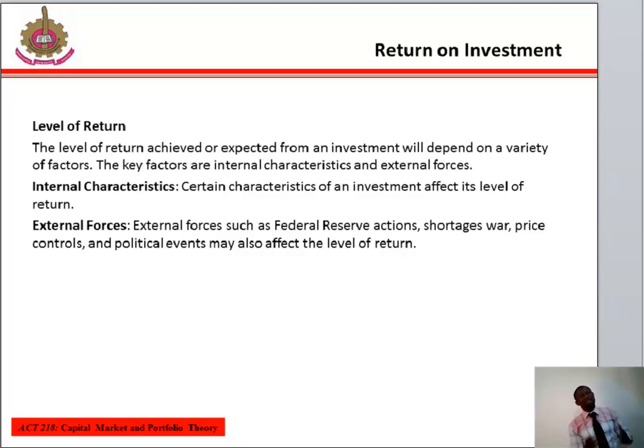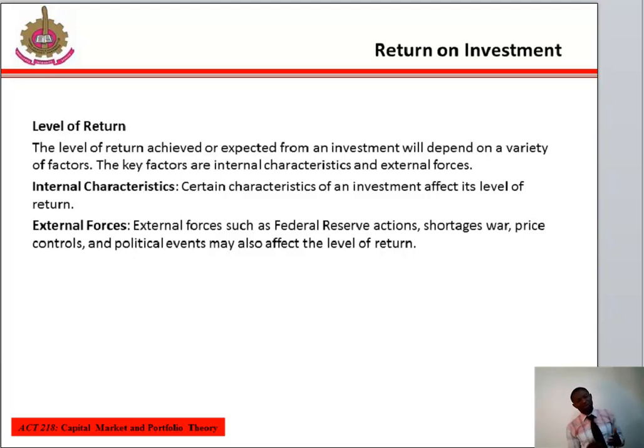External forces. External characteristics such as Federal Reserve actions, shortages, wars, price controls, and political events may also affect the level of return. None of this is under the control of the issuer of the investment instrument. Because investment instruments are affected differently by these factors, it is not unusual to find two instruments with similar internal characteristics offering significantly different returns as a result of the same external force. The expected return from one instrument may increase whereas that of another decreases. Likewise, the economies of various countries respond to external forces in different ways.